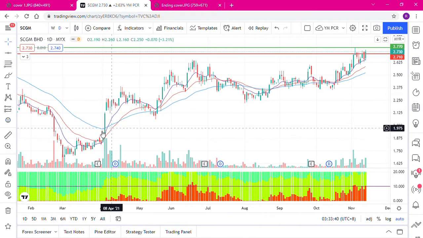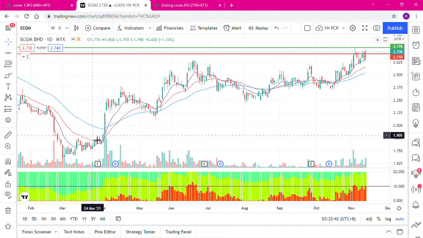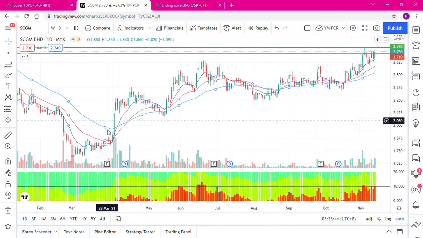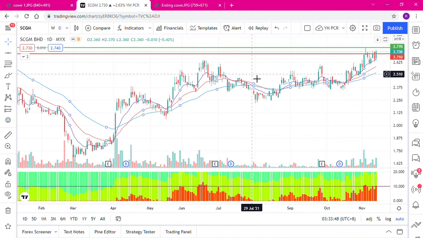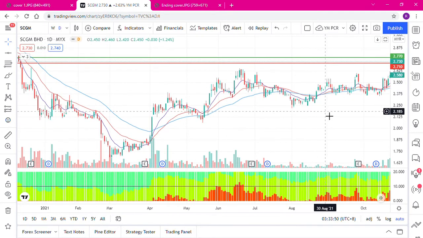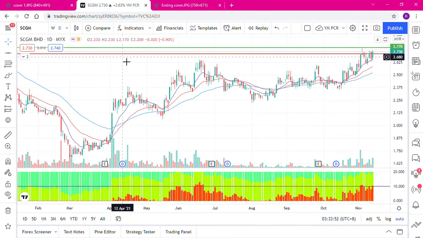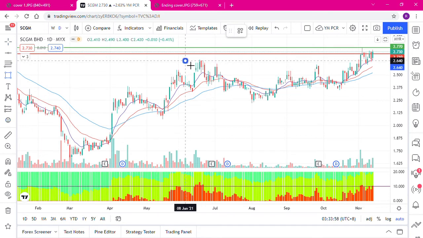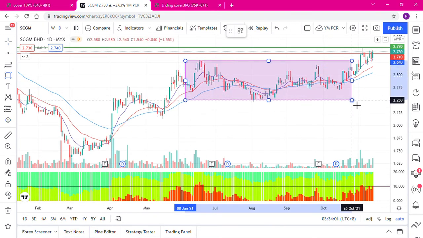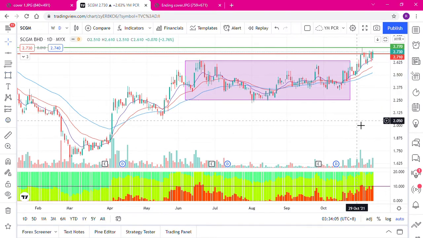As you can see, the trend reversal happened here, and it's been going upwards. From here, one wave, second wave, third wave. And when it comes to here, let me draw a box for you to see clearer. As you can see, the box here and here. What we call this is a collection phase.